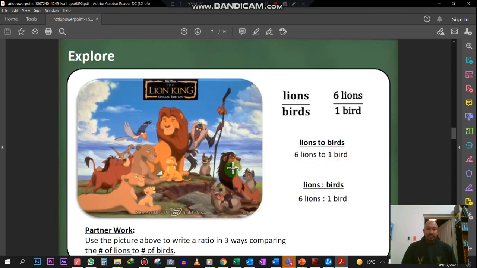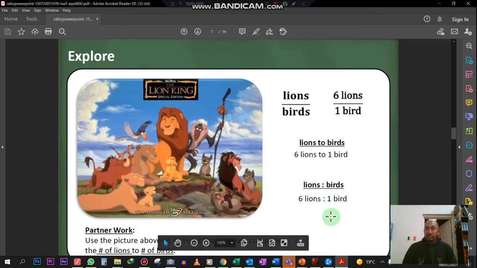Have a look at this picture here. The proportion given here is lions to birds. Now remember, order matters. So that means if the proportion is lions to birds, you need to list the number of lions first and then the number of birds second in your ratio. And that is why the ratio's order matters. If I say lions to birds and I say 6:1, that automatically locks the number 6 to lions and the number 1 to birds. If I said lions to birds and I wrote a ratio of 1 to 6, that would be totally wrong because there's not one lion here and there are not 6.